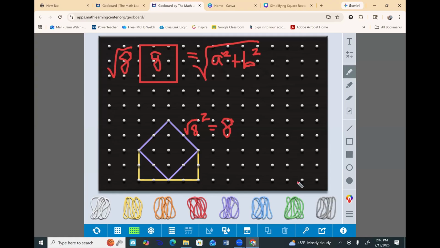So what I'm going to show students now is where the real learning takes place with simplifying square roots.